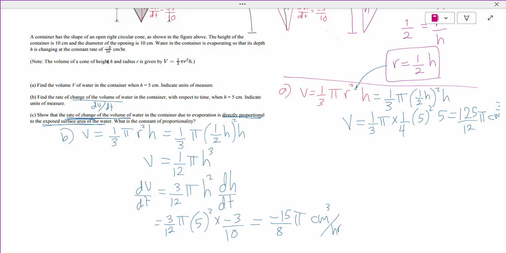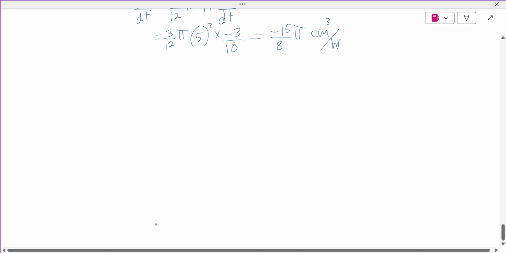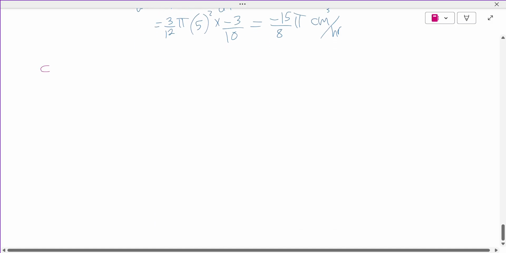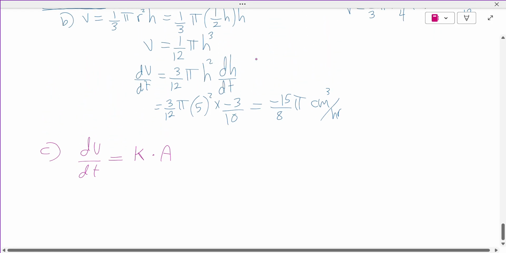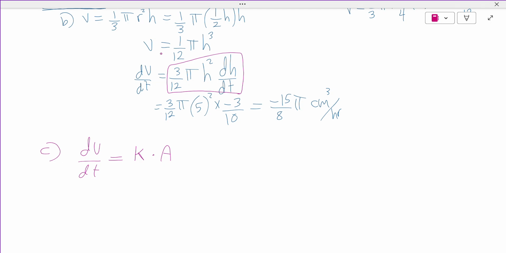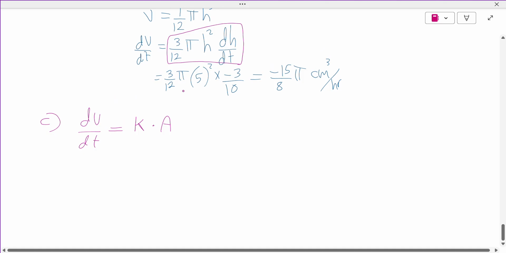So for part C, the rate of change of the volume, which is dV over dt, is directly proportional. That means there is a constant of proportionality k, directly proportional to the exposed surface area of the water, which will be area, right? The area of the surface of the water, which is a circle, right? So dV over dt, I'm sure we did it in the previous part, which is this amount. Let me just put a box on this amount. This is dV over dt. So let's just copy it here.